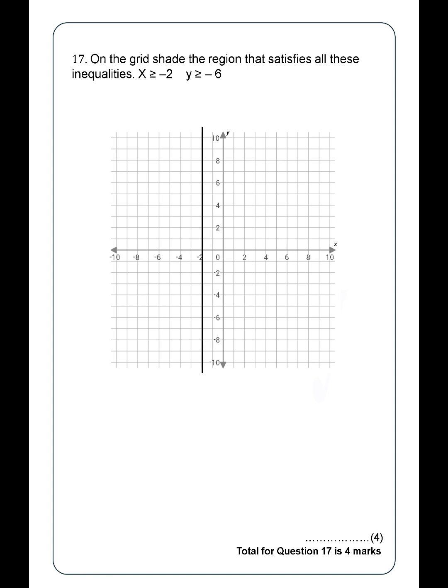So x is greater than or equal to minus 2 means greater than minus 2, but also including minus 2. For y is greater than or equal to minus 6, it's anything greater than minus 6, but also including minus 6. Now to shade the region, it's represented by a blue rectangle. So that's the region that satisfies all of these inequalities.